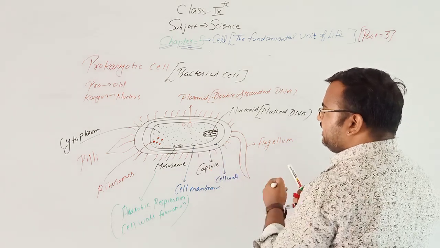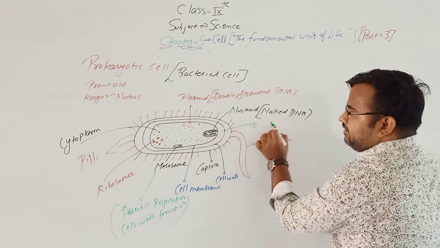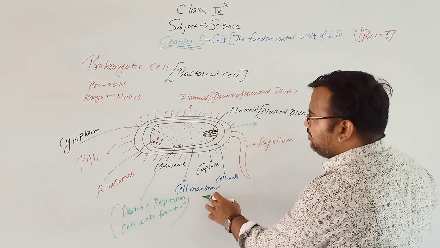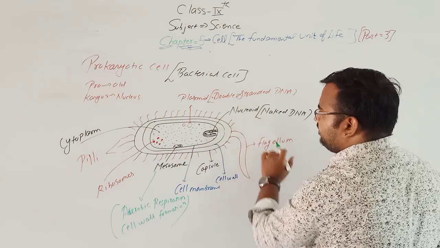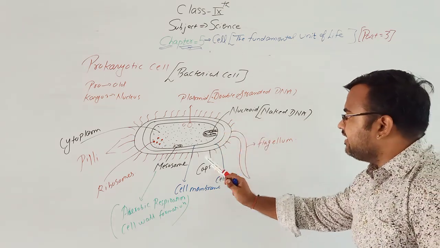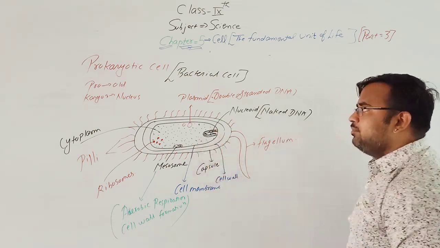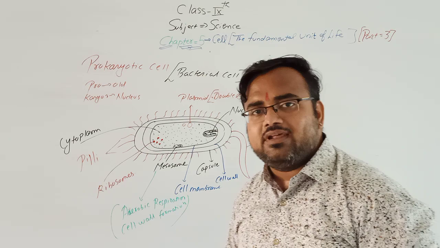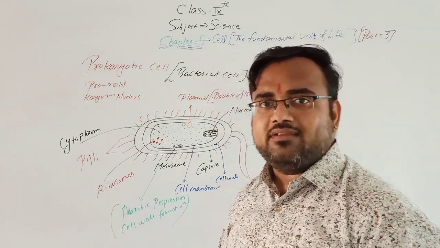See, the first layer is the capsule, then the cell wall, and then the cell membrane. So this is the basic structure of the prokaryotic cell. Okay, I hope you have understood the prokaryotic cell and eukaryotic cell.